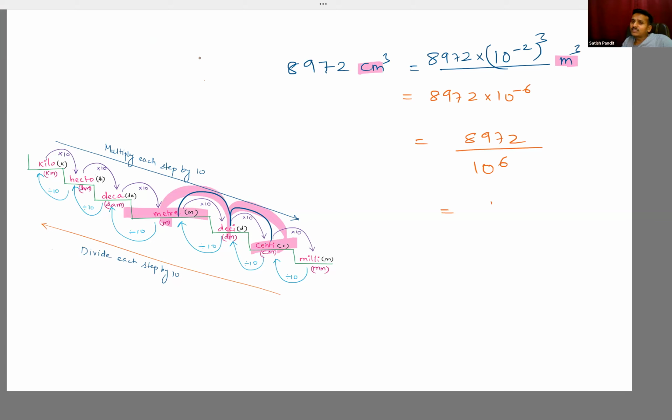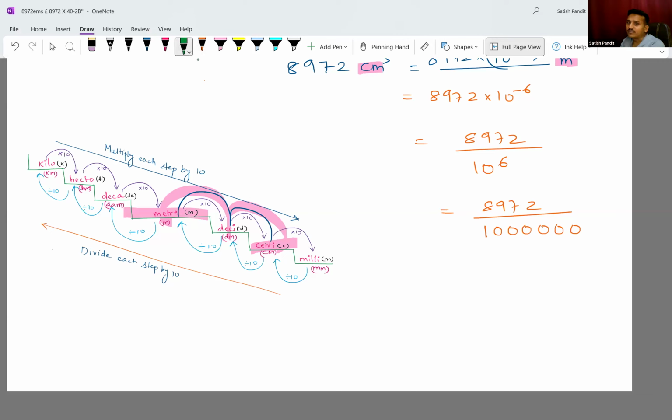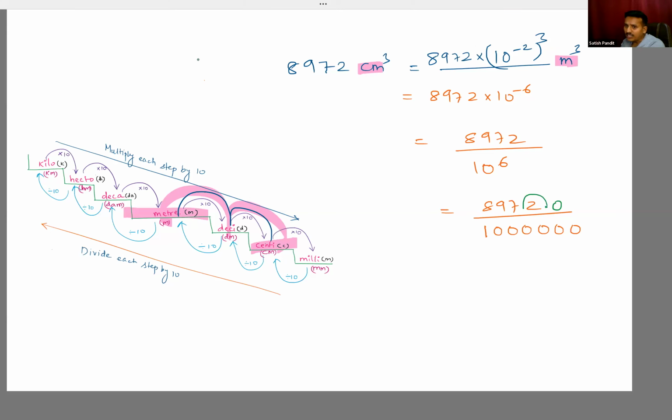And I wanted the answer in decimals, right? So 8972 divided by 10 to the power 6, which means 1 and 6 zeros. Now we have to shift the decimal 6 places left. 1st decimal, 2nd, 3rd, 4th. Since nothing else is there, 5th, 6th, I can put 0, 0 here, and the decimal point will come here. So we can put 0 before that. So the answer is 0.008972 meter cube.